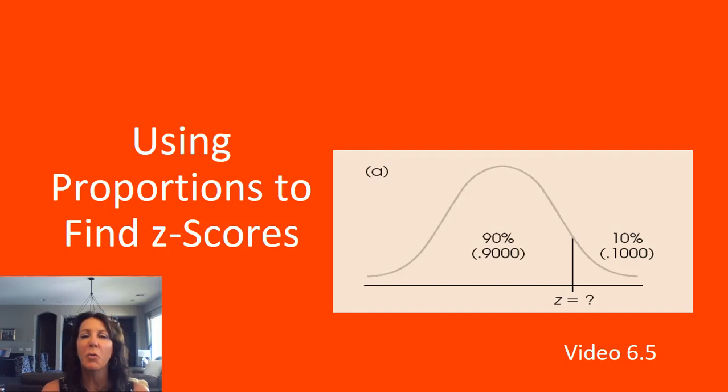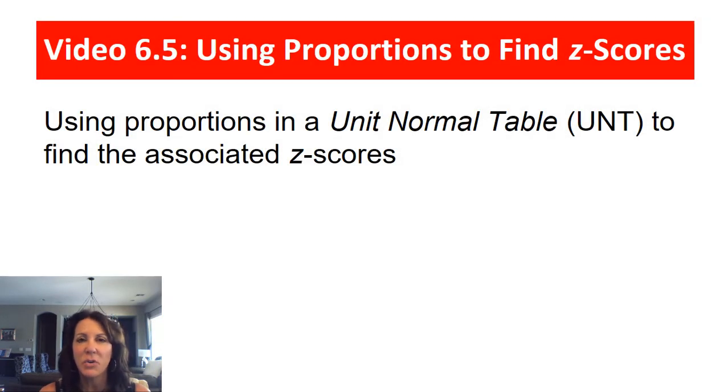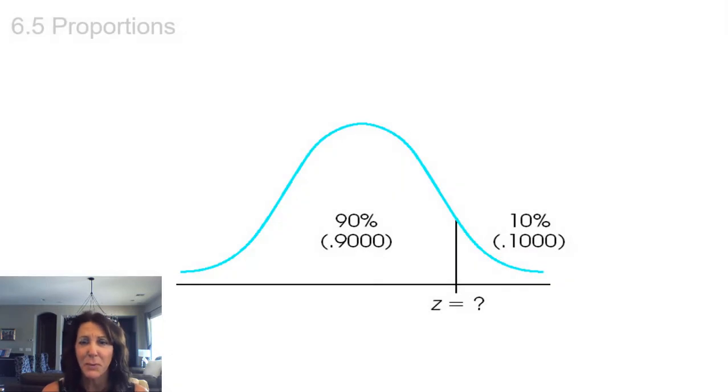In this video, we're going to go backwards. We're going to use proportions to find z-scores. So we can use the unit normal table, which I hope you have out now, and we can identify proportions and find their associated z-scores. Why would we want to do this?